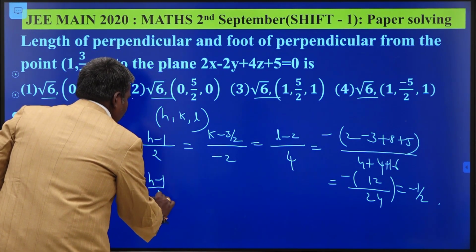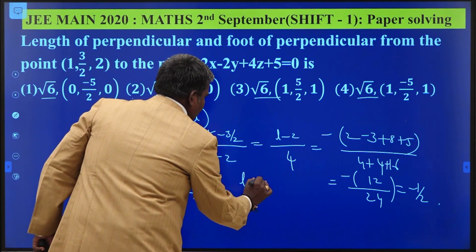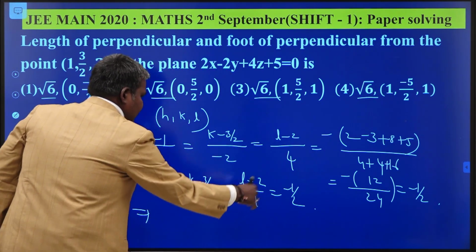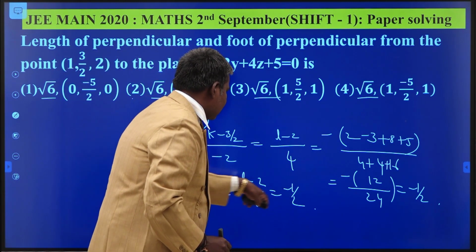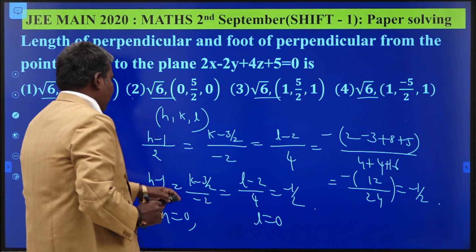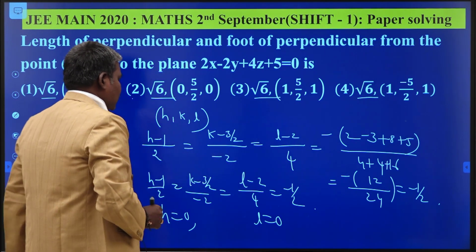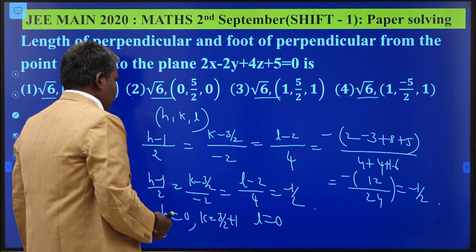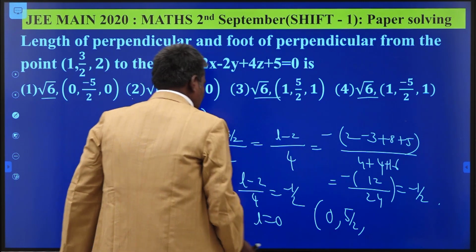H minus 1 by 2 is equal to k minus 3 by 2 by minus 2 is equal to L minus 2 by 4, that is equal to minus 1 by 2. So 2 gets cancelled, H is equal to 0. Similarly, 2 times, that is minus 2, L is also 0. Again 2 gets cancelled, minus into minus plus, k minus 3 by 2 is equal to 1. So k is equal to 3 by 2 plus 1, this is nothing but 5 by 2. So what is your foot? 0 comma 5 by 2 comma, that is again 0.